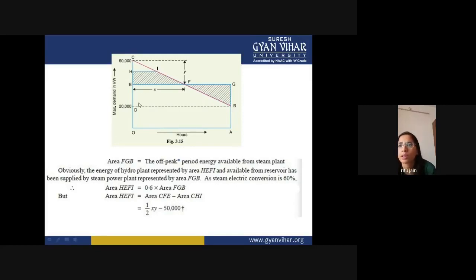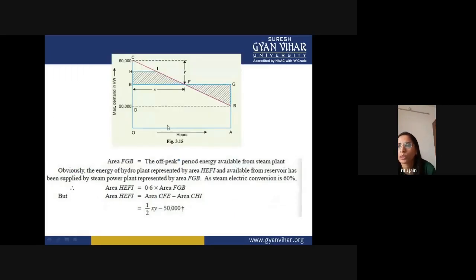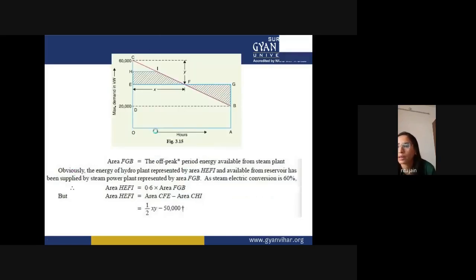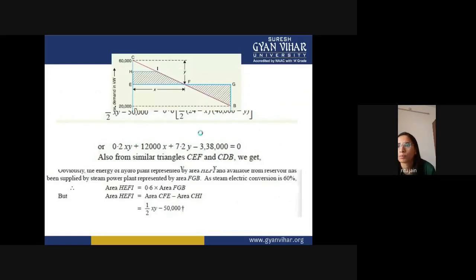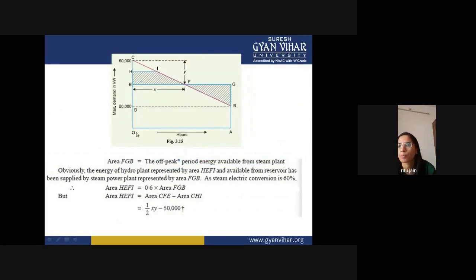And the graph is given over here. So this is your minimum demand, which is 20,000, and this is your maximum demand, which is 60,000. So the slope is BC. Now you can see that OCBA represents the load duration curve for the combined system, from ascending to descending order. The total maximum demand is 60,000 kilowatt, and the minimum demand is 20,000 kilowatt, which is represented by OD. This is OD minimum, and CD is your maximum demand.